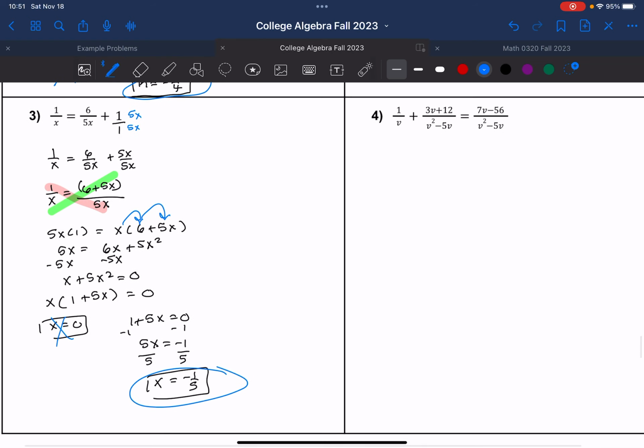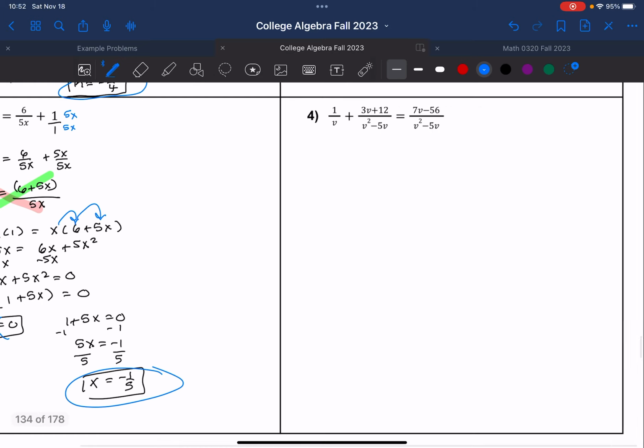So you could kind of see the trend going on here, where if we get an answer equal to 0, more than likely, that is not going to be a possible choice because it's going to give us an undefined answer when we look at our fractions. Okay, so keep that in mind.